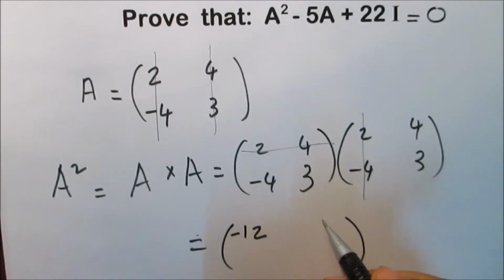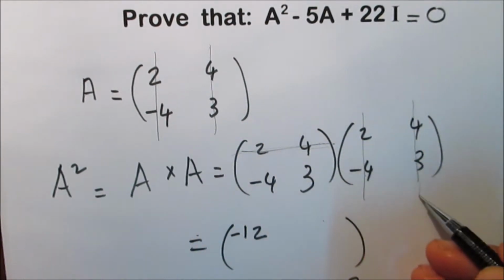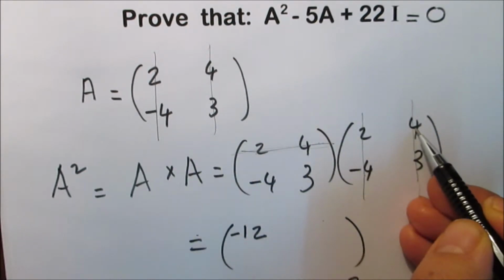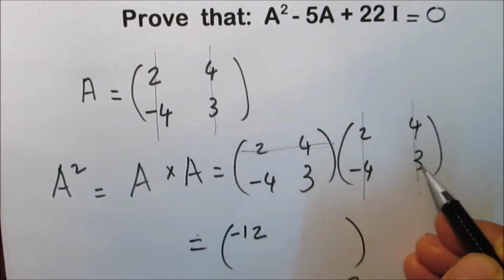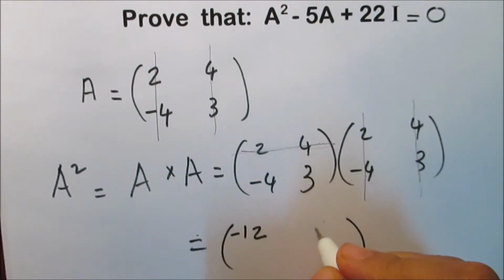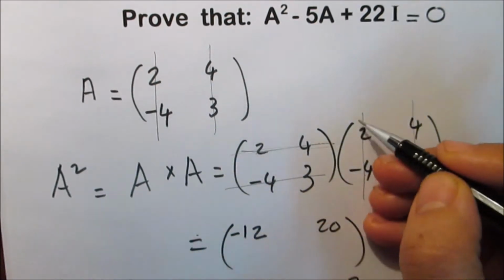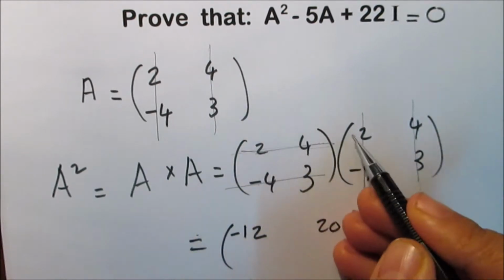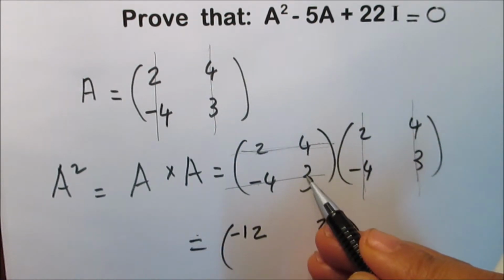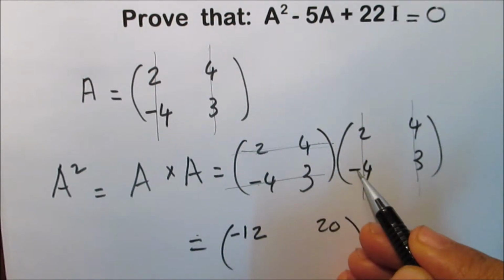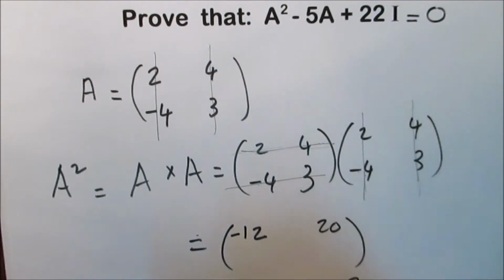The second element: take the first row with the second column. So 2 times 4 is 8, plus 4 times 3 is 12. 12 and 8 is 20. Now the second row with the first column: negative 4 times 2 is negative 8, plus 3 times negative 4 is negative 12. Negative 8 and negative 12 is negative 20.